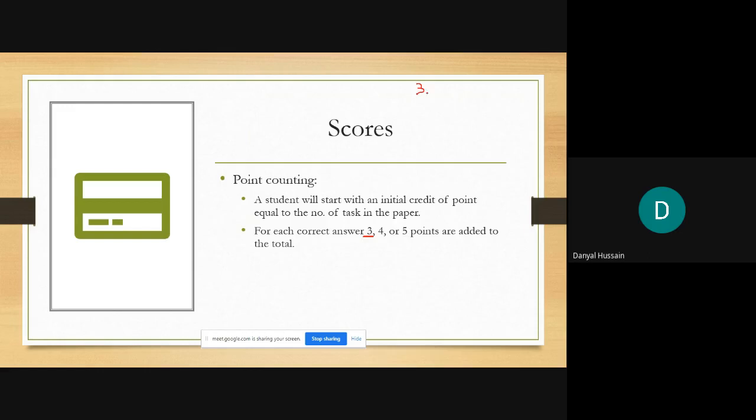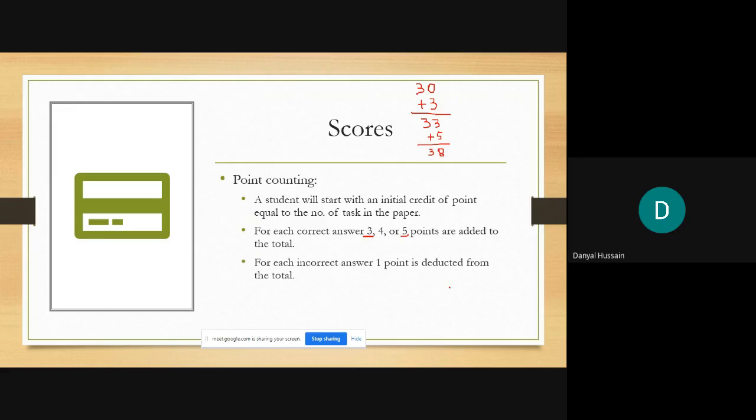And the initial points, let's suppose, are 30. So if you mark one correct option from this portion, you will add 3 to 30, so you will get 33 marks. And if you mark one correct option from the 5-point portion, you will get plus 5, which means your total points are 38 now.